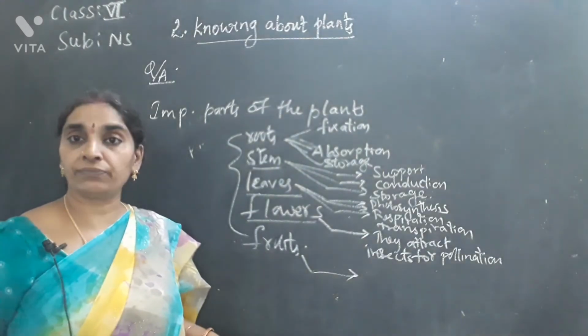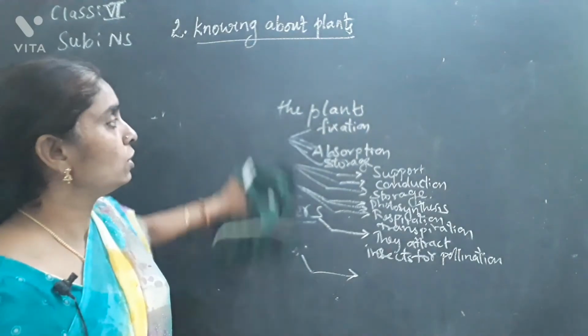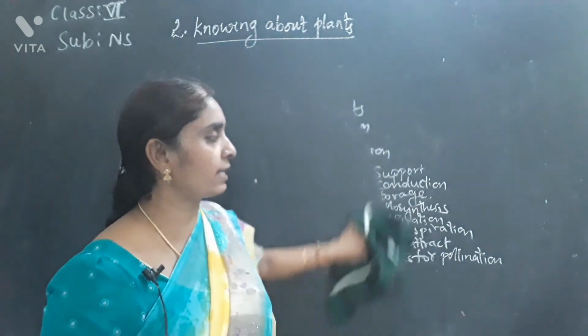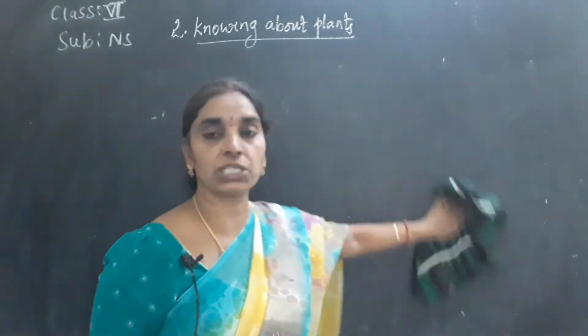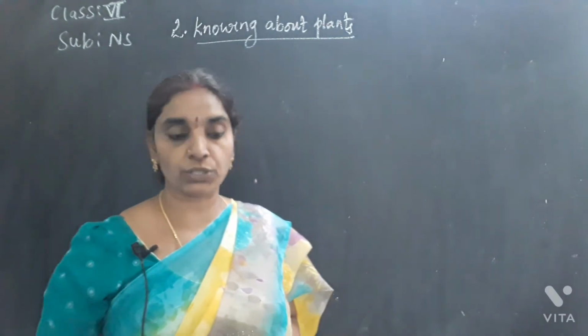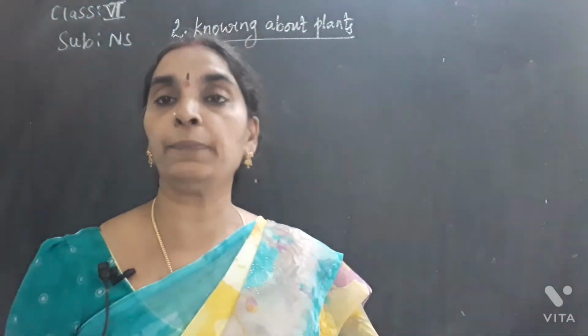And if it is given for essay marks, an essay type question for 4 or 8 marks, you have to draw the diagram and also explain each and every part and its function. Is it clear, children? And now coming to the next question, how does the stem help the plant?